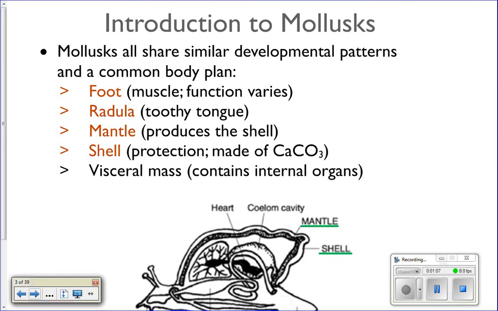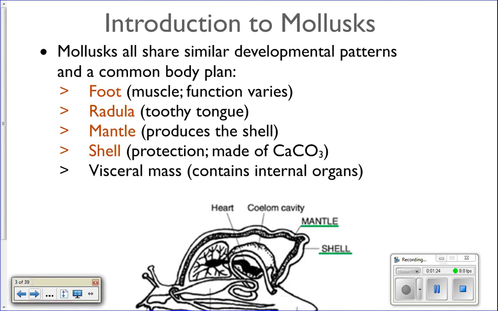snail or a clam. So how did they all get in this phylum? Well, they've got some features that they all share, which groups them all into this phylum. Here are the features that they all share. They have a foot. Okay, the foot is this basically big muscle that they use to move.